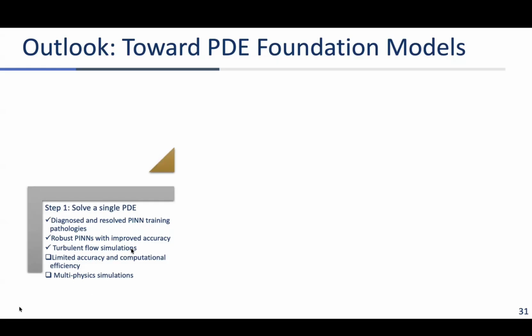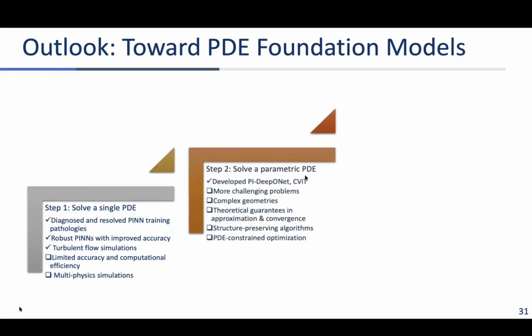But still, I have to acknowledge that PINNs still suffer from limited accuracy and computational efficiency. And we haven't touched the multiphysics simulations yet. All these are the open questions we need to investigate in the future. Now we go to step 2. Here we want to solve parametric PDEs with neural networks. Here I developed the framework of the PI-DeepONet and proposed a more scalable architecture called the CViT. So this is where we are right now. We are still in the early stage of this step.